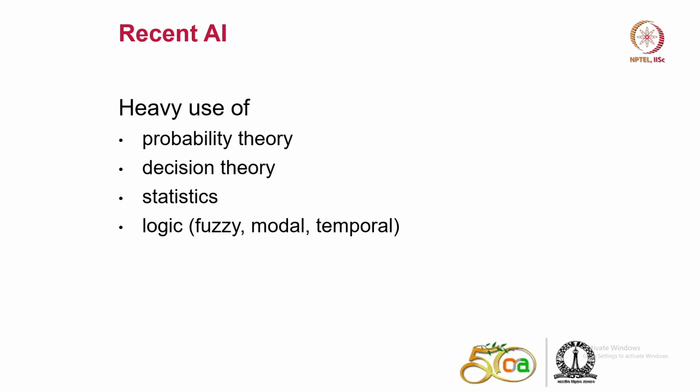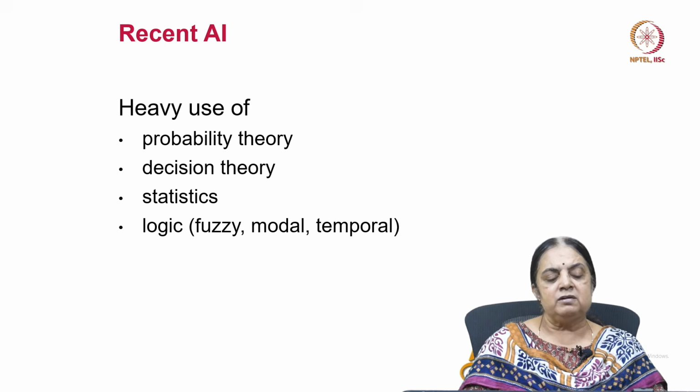So you found that there's heavy use of probability theory, decision theory, statistics, logic, different types of logic. So probability theory mostly because there's a lot of uncertainty in what you're doing. Decision theory, you need to take decisions. So you have an area called decision theory, and that is made use of extensively over here. A lot of statistics and logic, of course, is a very important aspect here, okay.